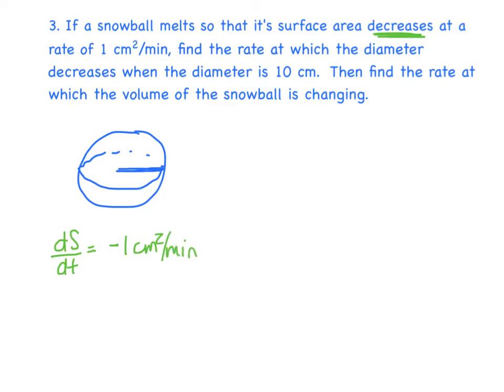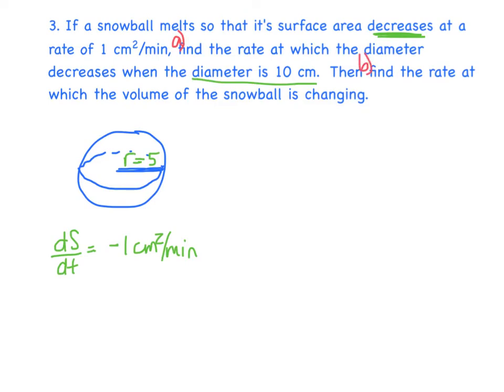Okay, find the rate at which the diameter decreases when the diameter is 10 centimeters. Okay, so hopefully we're recognizing that all the formulas that we have with circle don't use diameter, they use radius. So if they give me the diameter is 10, I know really that the radius is 5. Okay, then find the rate at which the volume of the snowball is changing. So we're going to kind of treat this as like an A and a B. Okay, so our first part is part A, find the rate at which the diameter decreases. Then after we do that, we'll do part B.